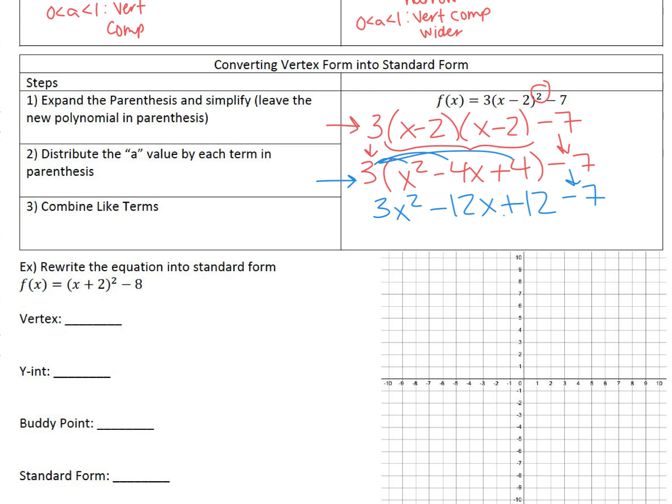And the last thing is collect like terms. So that's going to be our final answer, 3x squared minus 12x. What's 12 minus 7? 5. Now, you can, of course, double check this. We talked about that yesterday as well. If we graphed this and we graphed this, they should overlap just like we did in the last unit.